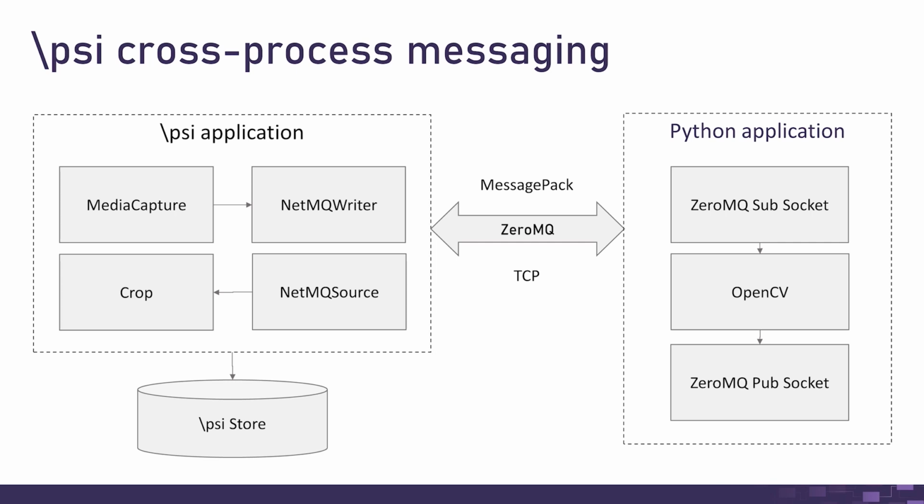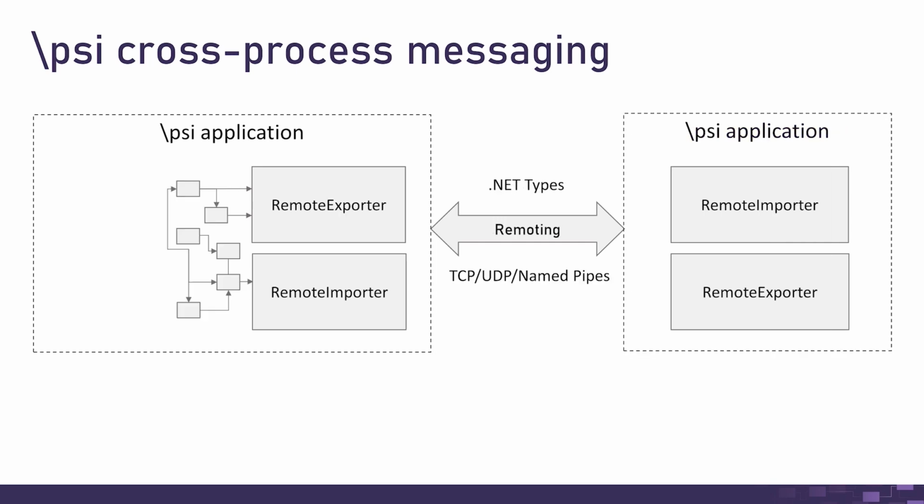So we'll learn about the tools, we'll learn about some of the infrastructure, and this cross-process communication infrastructure that's available with Psi. I should point out that if you're actually just trying to communicate between two Psi processes, then we should use something else called just remoting.